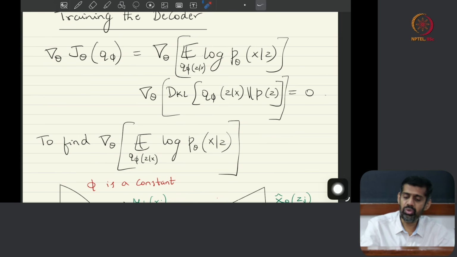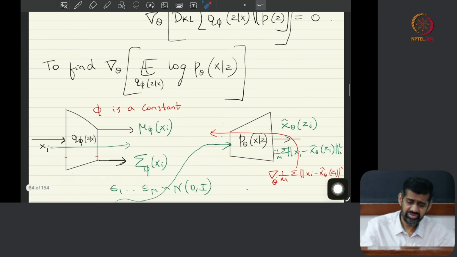The KL is between q phi of z given x and p of z, right? If you take the gradient of that with respect to theta, it will just go away. The first term is dependent on theta because you have the decoder term here. How do we do that?